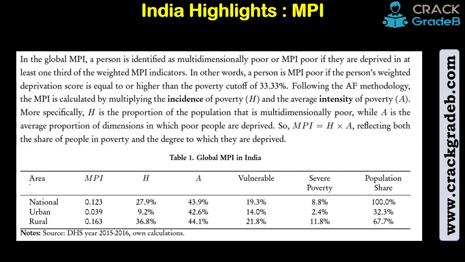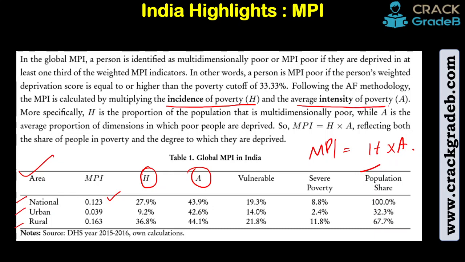Before we read this, look at this data. It has been divided into national, urban, and rural. This is from the UNDP report that was released. MPI for national, which includes urban plus rural, is 0.123. How is this achieved? It is achieved by A and H. So MPI is equal to H into A. H is the incidence of poverty and A is the average intensity of poverty.